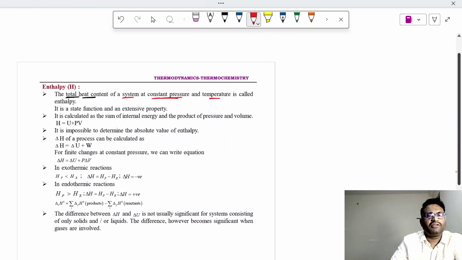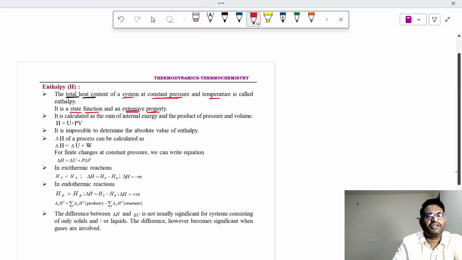So enthalpy is a state function. State function means it depends upon the state defining properties like pressure, volume, temperature, number of moles. So it depends upon the initial and final state of the system. So it is a state function. Already we have discussed. And it is an extensive property. Extensive property means it depends upon the quantity of matter present in the system. If quantity of matter increases, enthalpy increases. If quantity of matter decreases, enthalpy decreases.